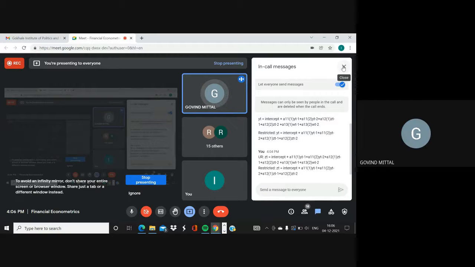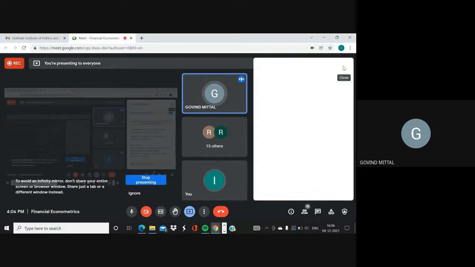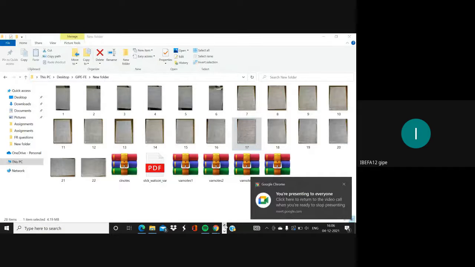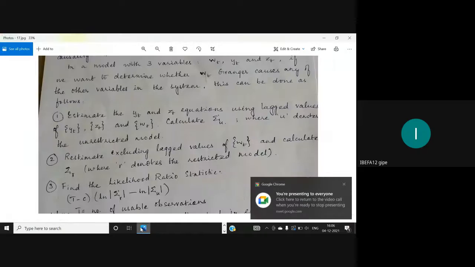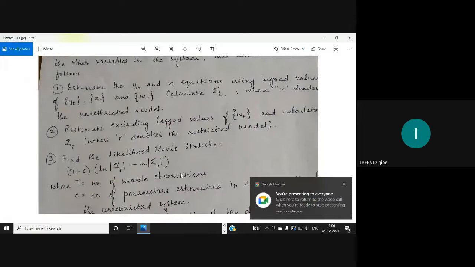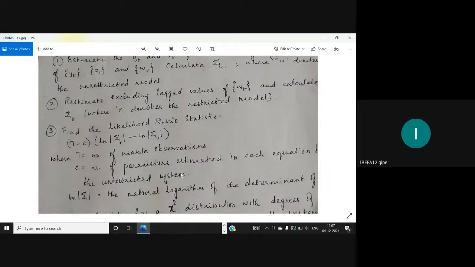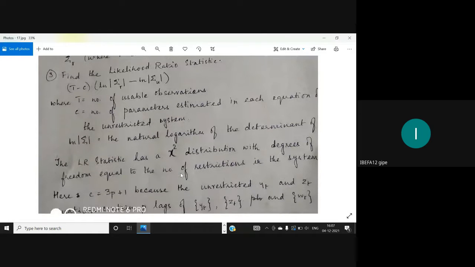So basically, we are talking about the restrictions for the Granger causality or the exogeneity test. Yes, ma'am. Okay. So here, let me just come back to that. Actually, there are two P restrictions, since there are P lags in each of the equations, and you have estimated two equations, that's why there will be two P restrictions. So in our case, it is 4 restrictions.